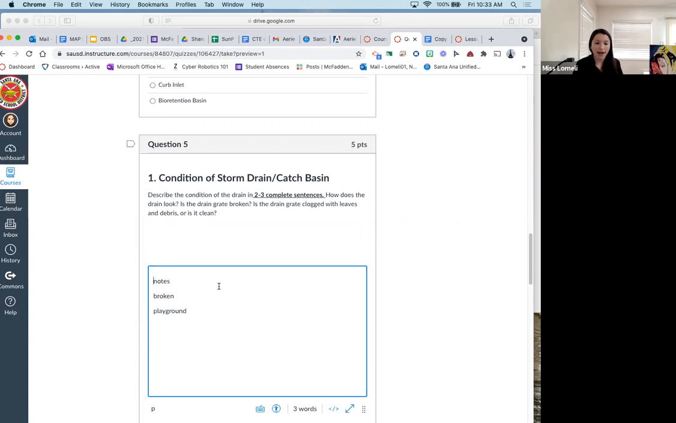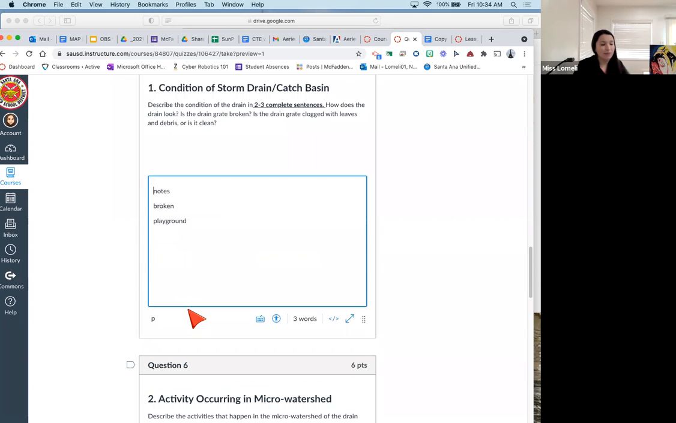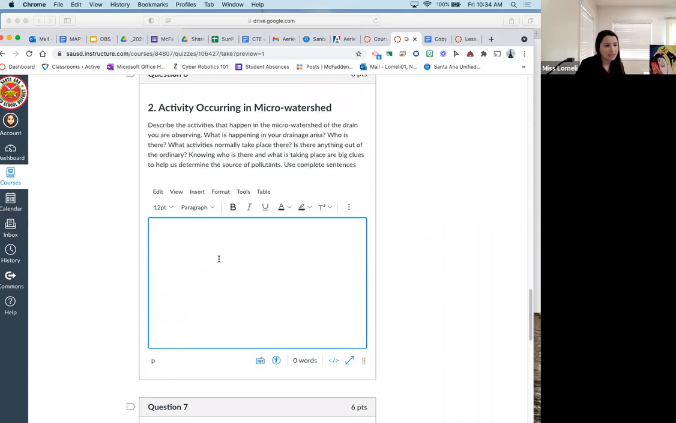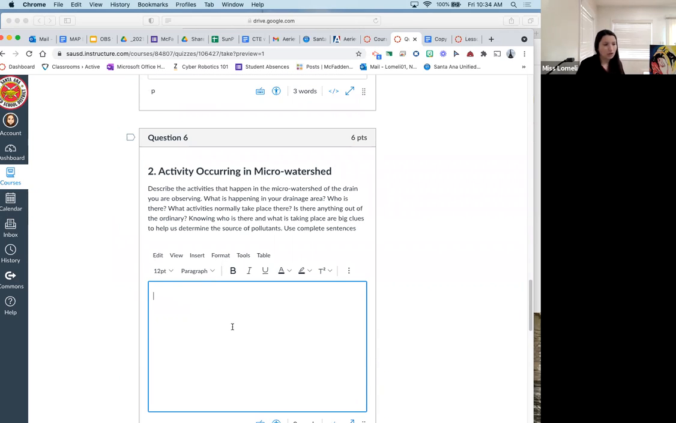The grate was broke. I observed that the grate was broken, period. There was a playground about a block away that may cause pollutants, period. Kids might leave their trash on the playground, which when it rains might lead into my storm drain. Like that. I took some notes, and then when I get home, I built proper sentences. If you don't want to type this here until you get home, that's cool. You can open up the notes on your iPad, type in some notes there, and then transfer them over.